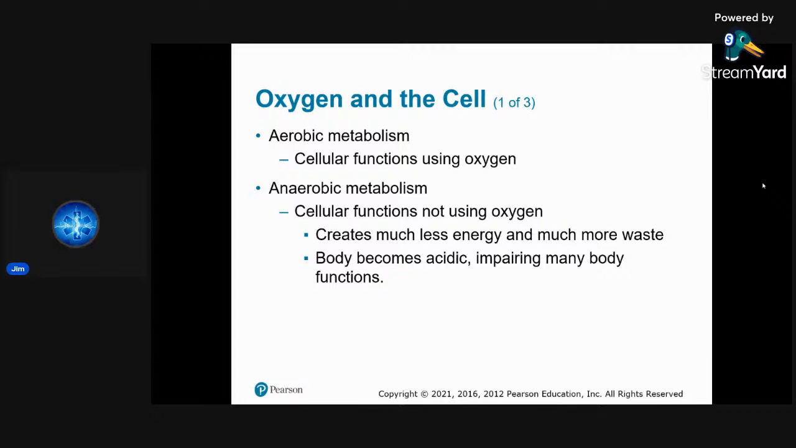Now, on the flip side, with anaerobic metabolism, your cell is going to try to metabolize and use energy regardless of whether it has oxygen or not. So if it doesn't have the right amount of oxygen, it's still going to metabolize. But the problem is it's going to create a whole lot less energy and a lot more waste. So the body will become acidotic, especially from lactic acid, impairing the body's function. And eventually, these waste products build up and start killing cells. Cells start dying, then the organs die. Once the organs start dying, the organ system fails, and eventually the organism, the human, will die.